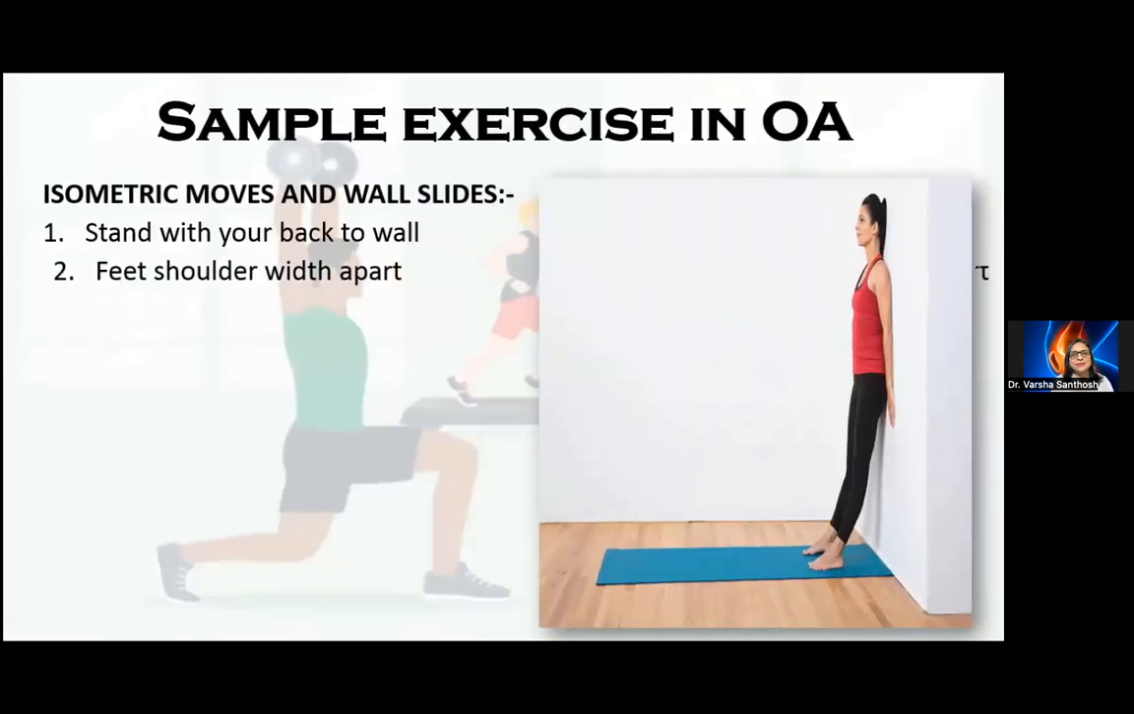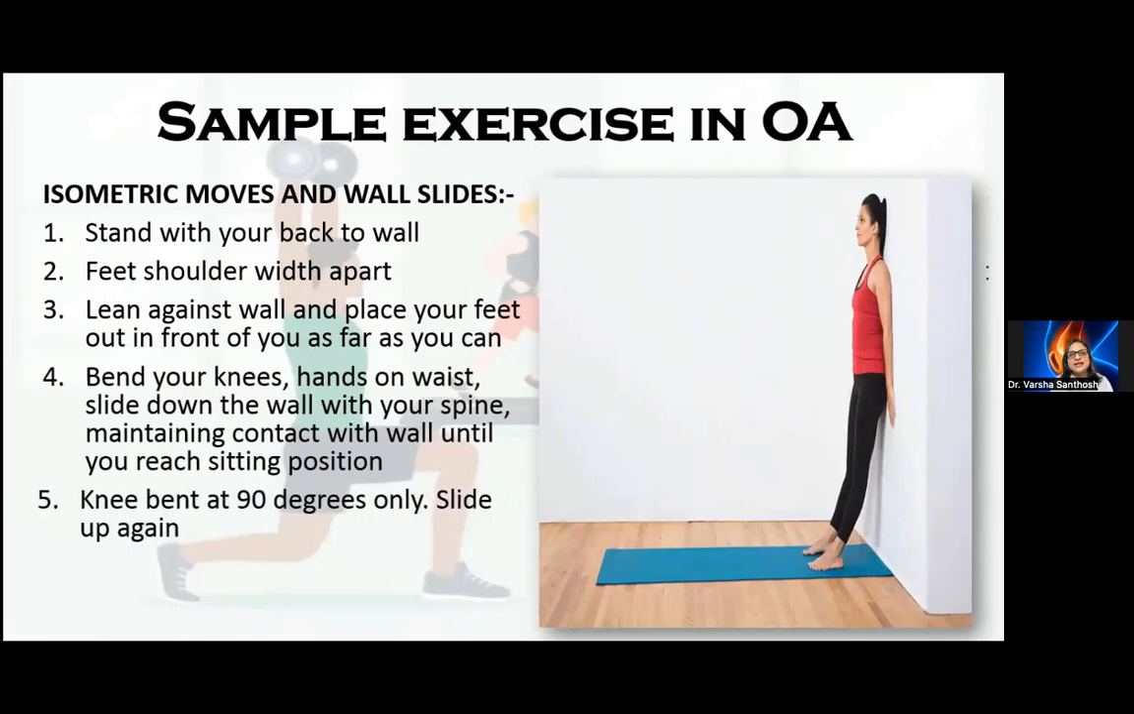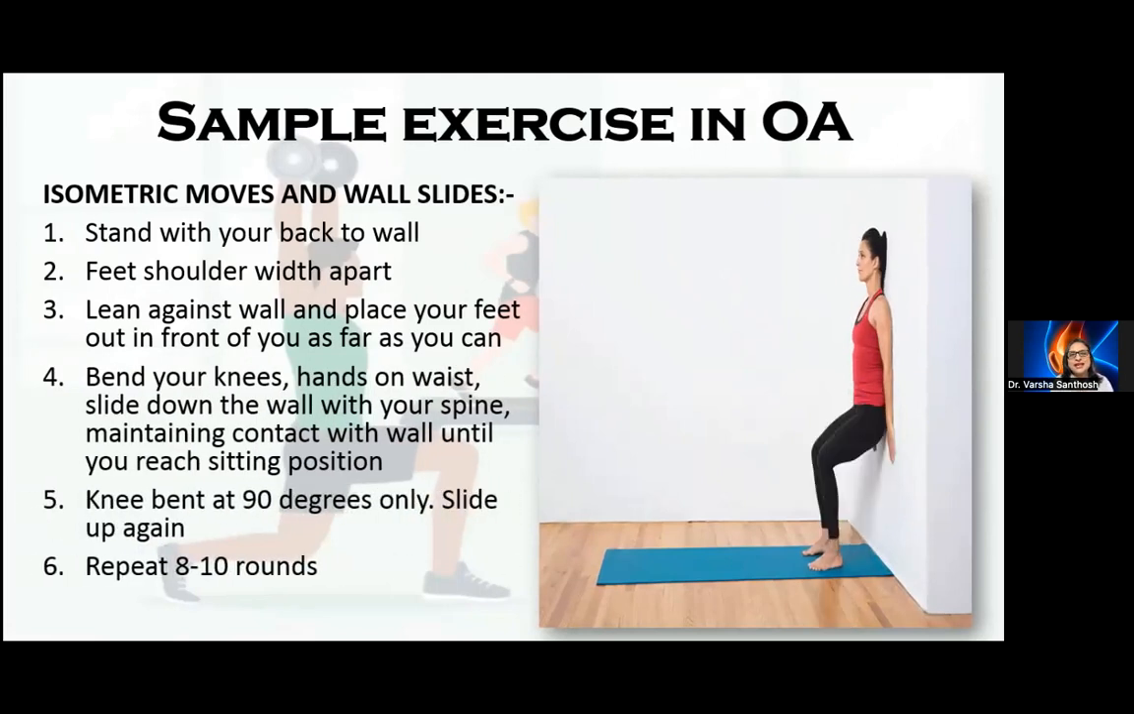So some isometric moves and the wall slide, you can see. Just lean against the wall, put your feet forward, and then slowly slide without losing touch from the wall to the sitting position. So you are not using the knee's active muscle, but putting the pressure on the back. When you do movements that don't involve the knee muscles, such moves are better.